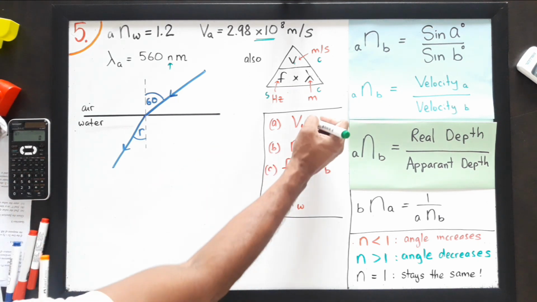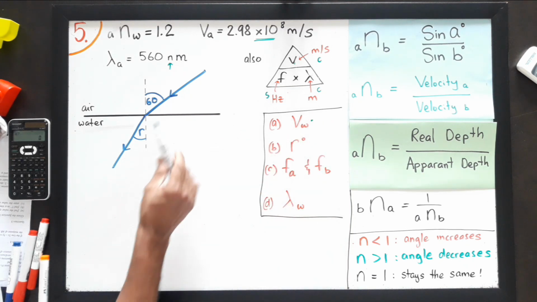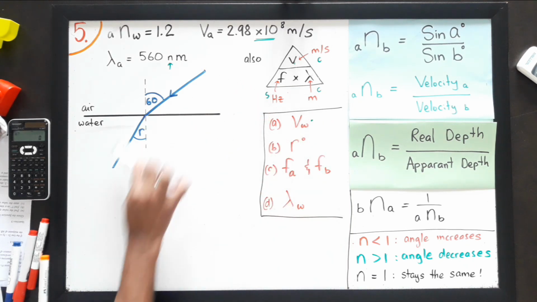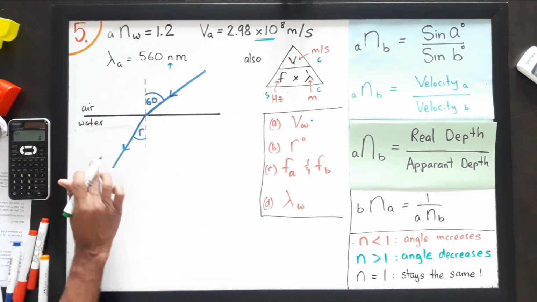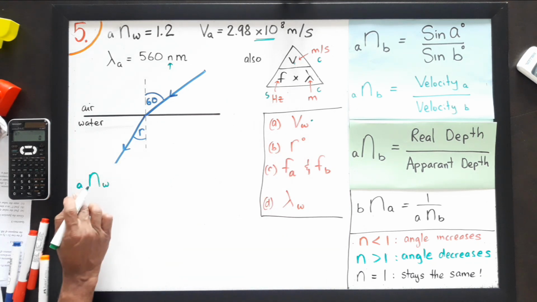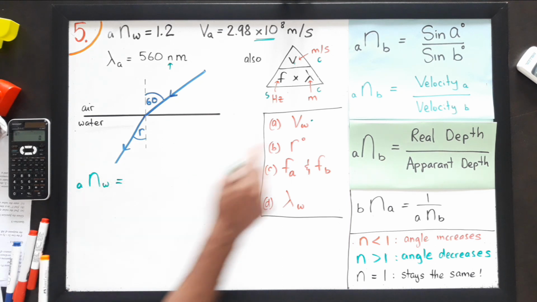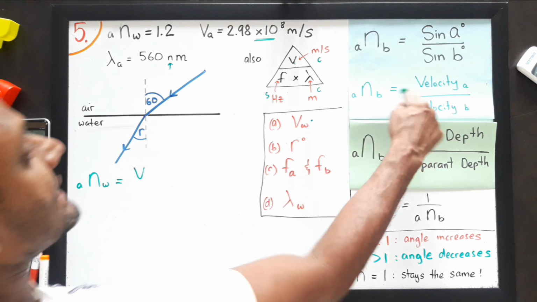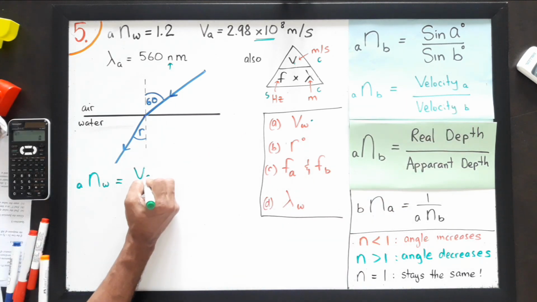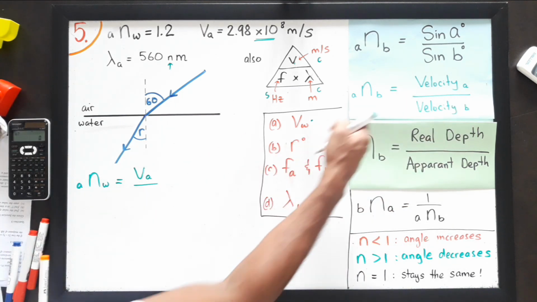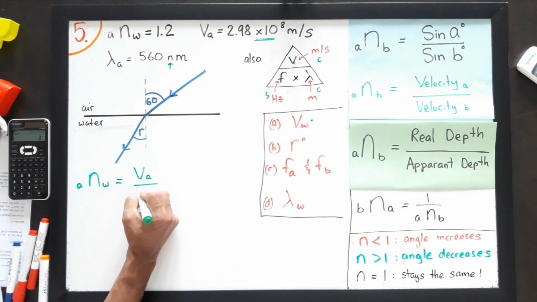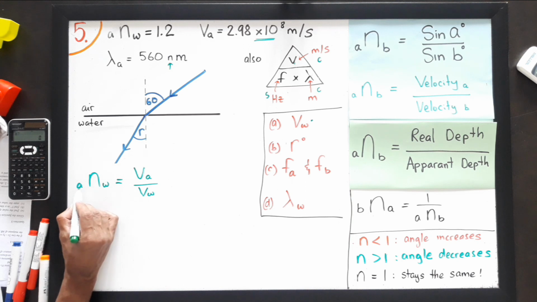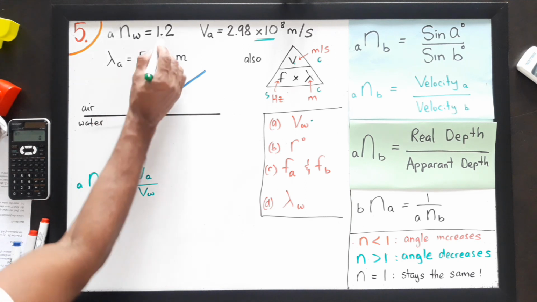So let's find the velocity in water. It's moving from air to water, so let's use this formula here. A-N-W, the refractive index from air to water, instead of B it's W, is the velocity in air, the A goes on top, divided by what? The second letter goes underneath, the velocity in water. So let's plug in the values we have here. ANW is 1.2.